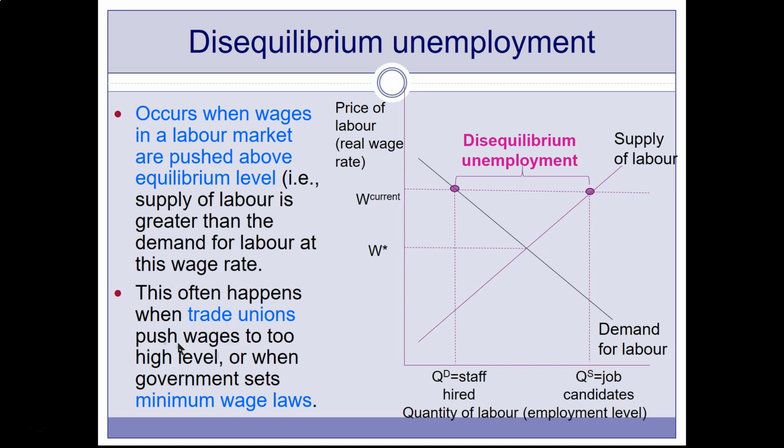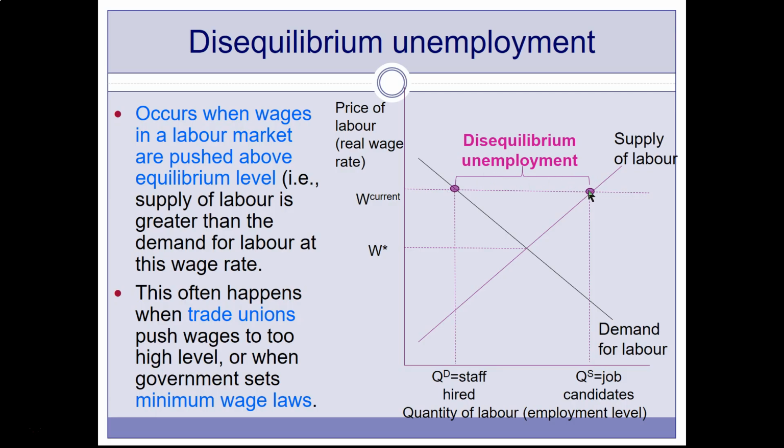For example, when trade unions push wages to too high a level and request a higher wage rate compared to the equilibrium wage rate. A company, or a particular industry, is forced to pay a considerably higher wage rate compared to the equilibrium value. Or when the government sets new minimum wage laws and requests that all companies, all employers, pay a wage which is above the equilibrium level. And as a result, the wages are pushed above equilibrium, which will cause a discrepancy between quantity demanded and quantity supplied.